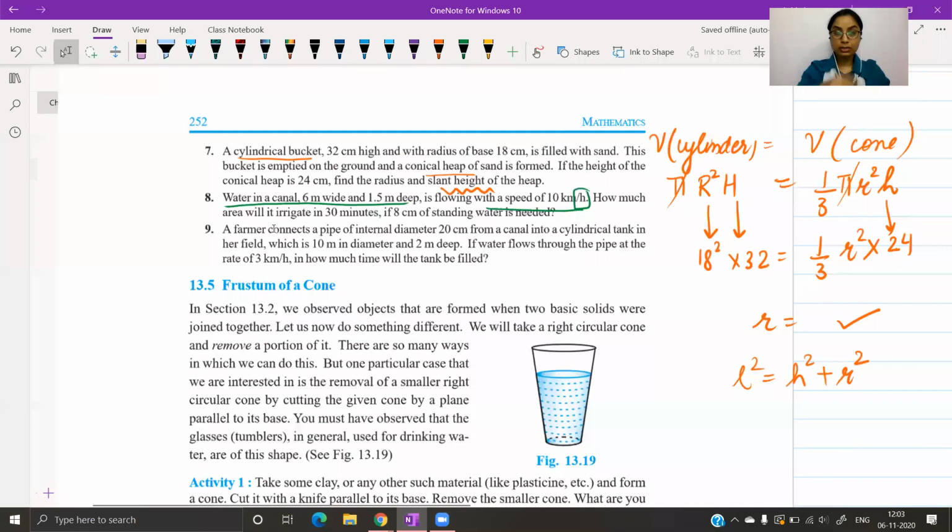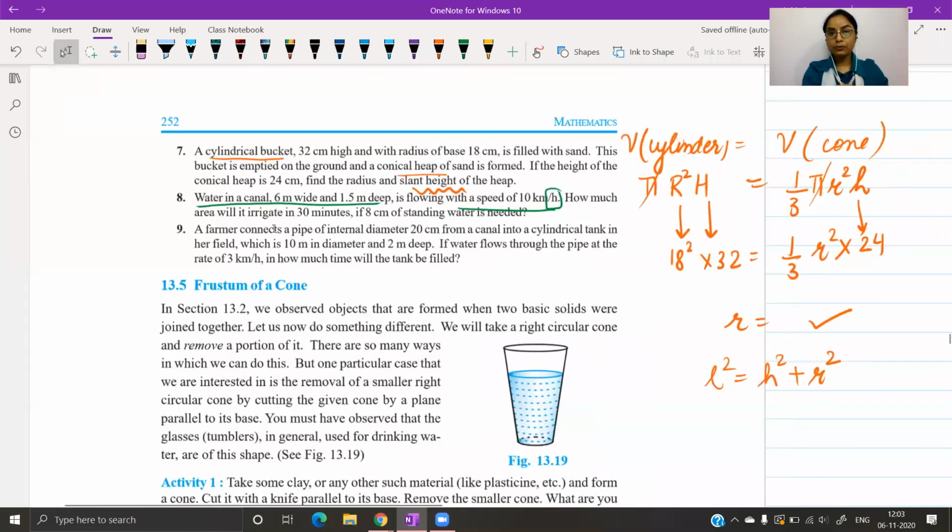Last question. A farmer connects a pipe of internal diameter 20 centimeters from a canal into a cylindrical tank in the field. The tank in the field is 10 meters in diameter and 2 meters deep. The water is flowing through the pipe at the rate of 3 kilometers per hour. In how much time will the tank be filled?